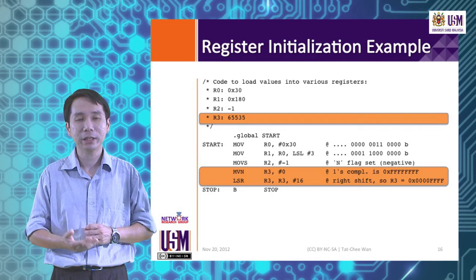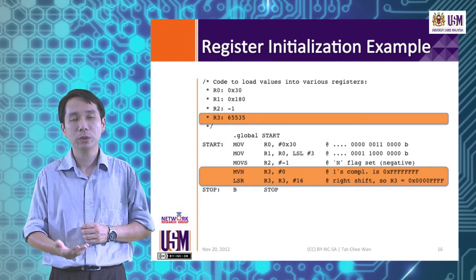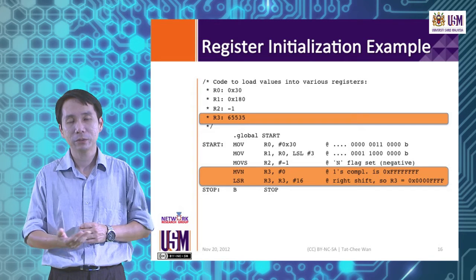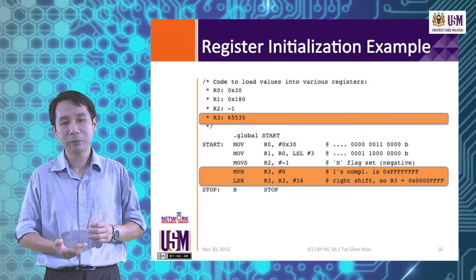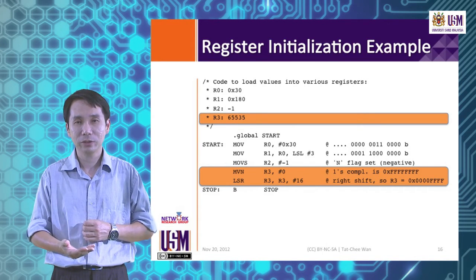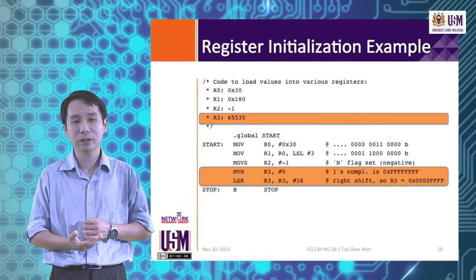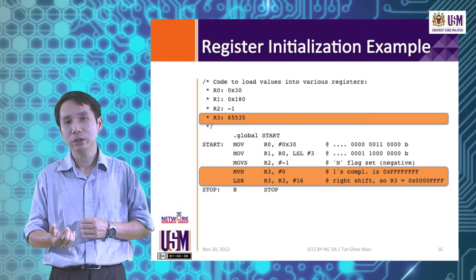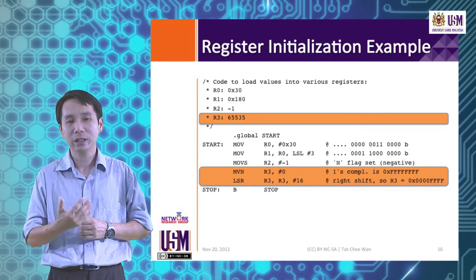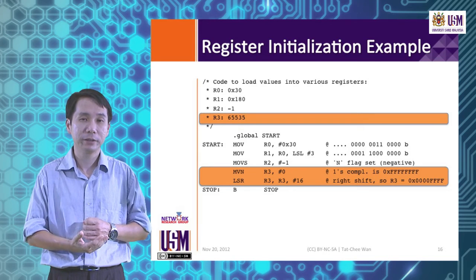Next, we want to initialize R3 to 65535. Now in hexadecimal, it is FFFF in the lower half of the word. In this case, we will make use of two instructions, using an instruction synthesis style, to implement this initialization. First, we use the MVN, or NOT, instruction to convert a 0 constant value into all 1 bits, and that FFFF value will be stored into R3.